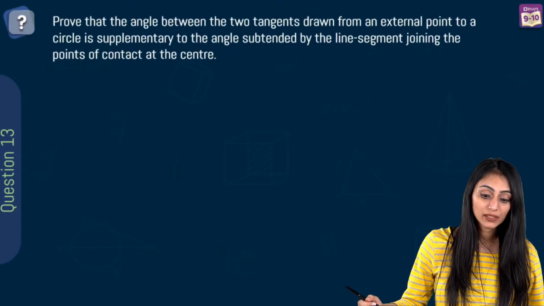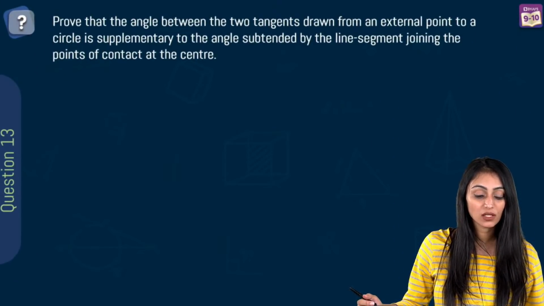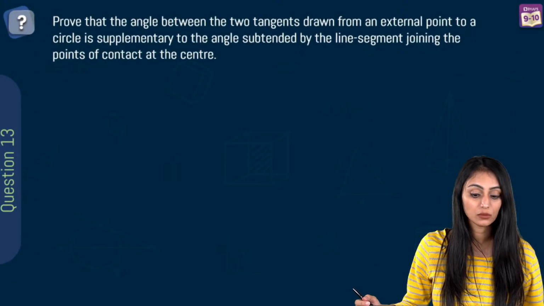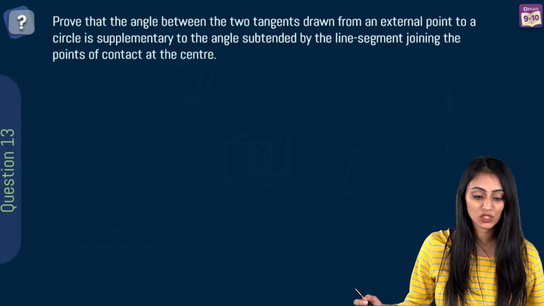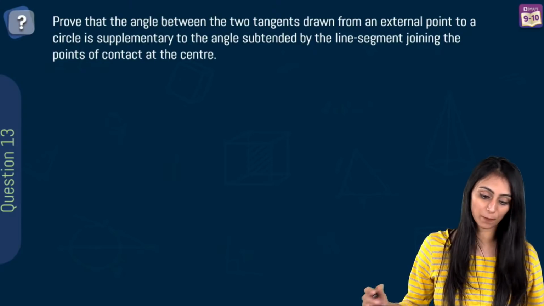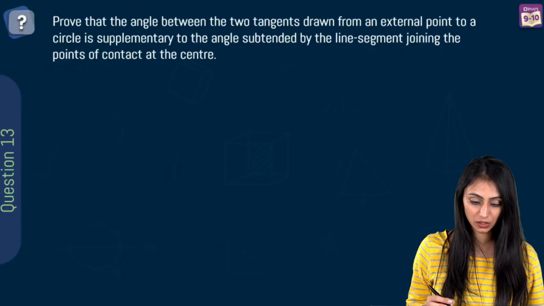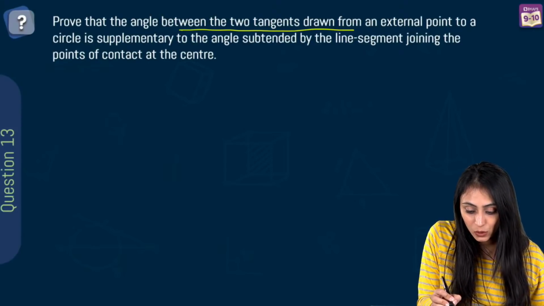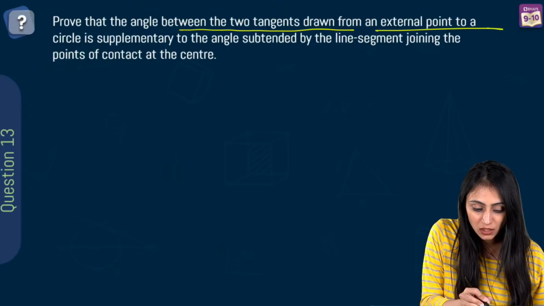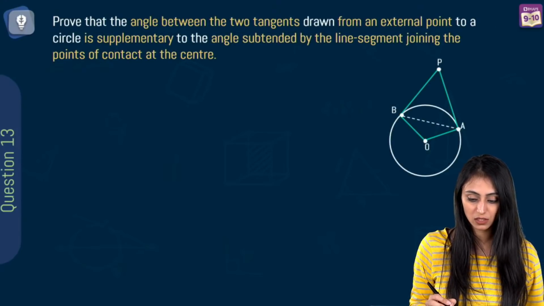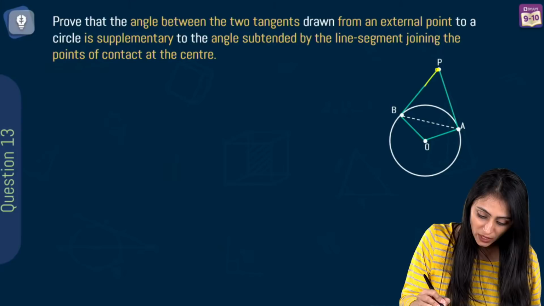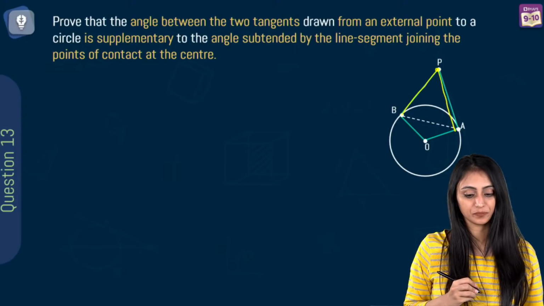Prove that the angle between the two tangents drawn from an external point to a circle is supplementary to the angle subtended by the line segment joining the point of contact at the center. Let's make the figure first. We are talking about a circle where the angle between the two tangents drawn from an external point to a circle. So a circle is here. This is the external point from where two tangents have been drawn.